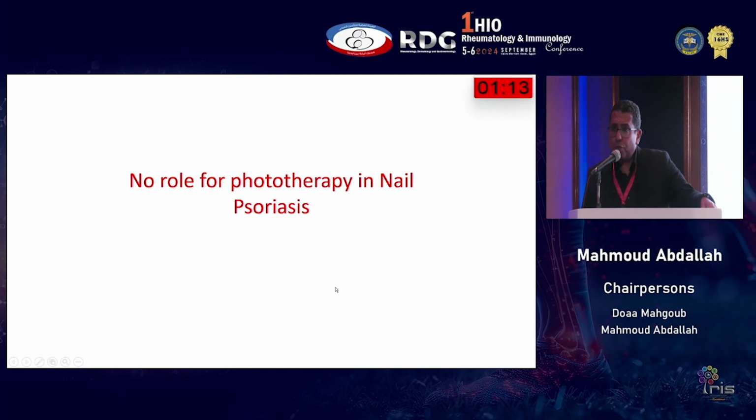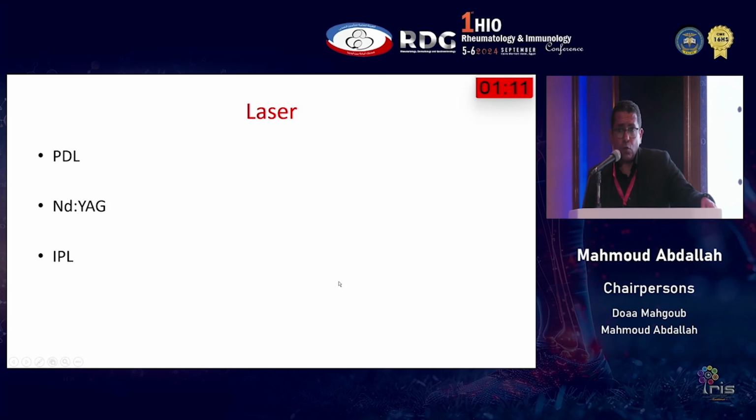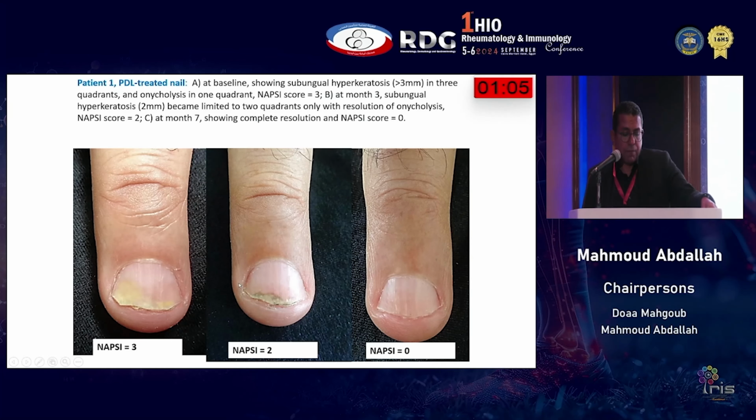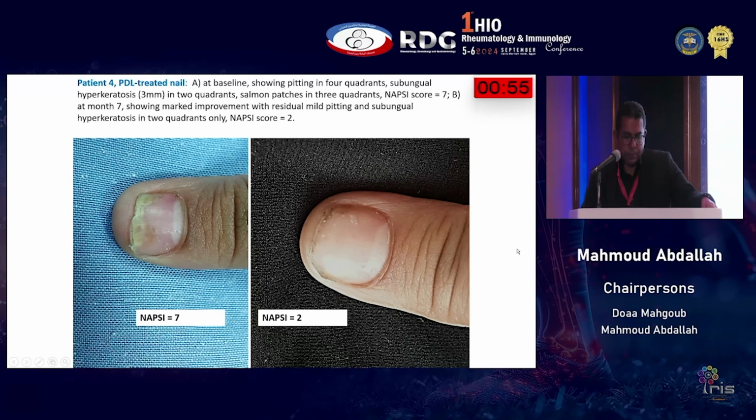No role for phototherapy in nail psoriasis. It doesn't work at all. However, we can use lasers like pulse dye laser, Nd:YAG laser, and IPL, and I have published that a few years ago. This is one of my cases treated with pulse dye laser for nail psoriasis. This is another patient that I have treated with pulse dye laser.